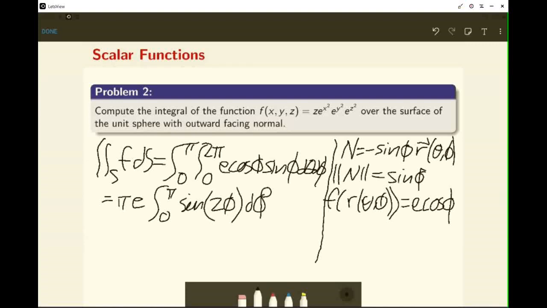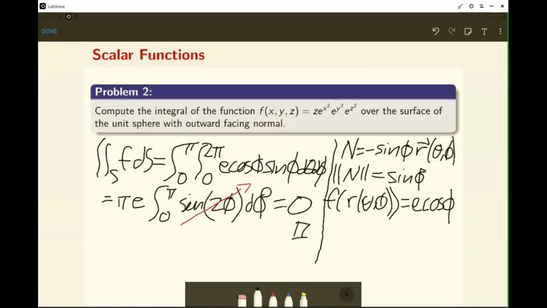And then if we take the antiderivative of sine, we'll get 1/2 cosine of 2 phi, evaluated at 0 and pi, and so we'll be taking the difference of cosine evaluated at 2 pi and cosine evaluated at 0, but those are both 1, and so actually that integral vanishes, and the full value of the function integrated over this thing is 0.